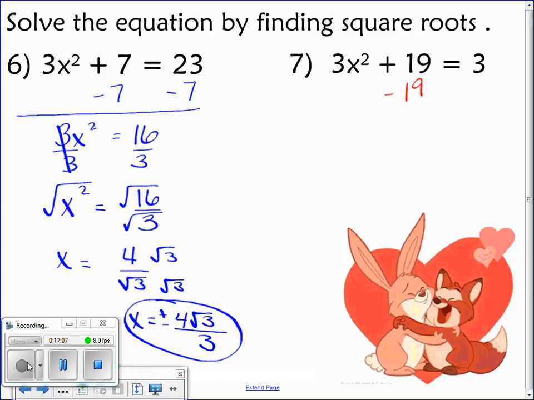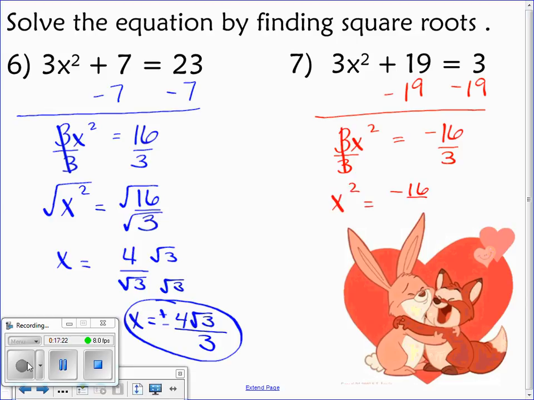Subtract 19. So we get 3x squared, 3 minus 19? Divide by 3. X squared equals negative 16 over 3. That doesn't actually divide. Then what? How do you square root fractions?